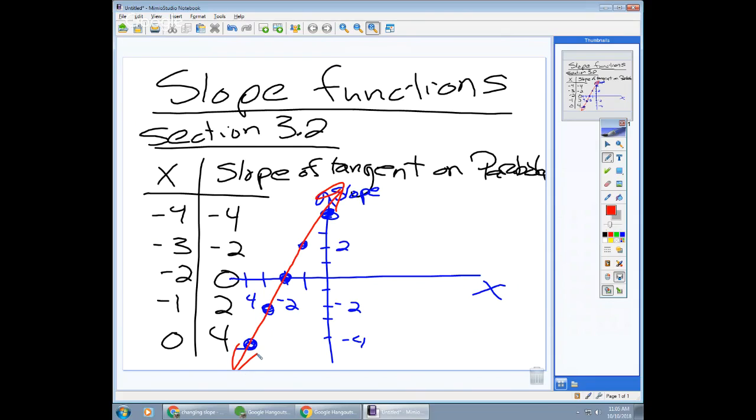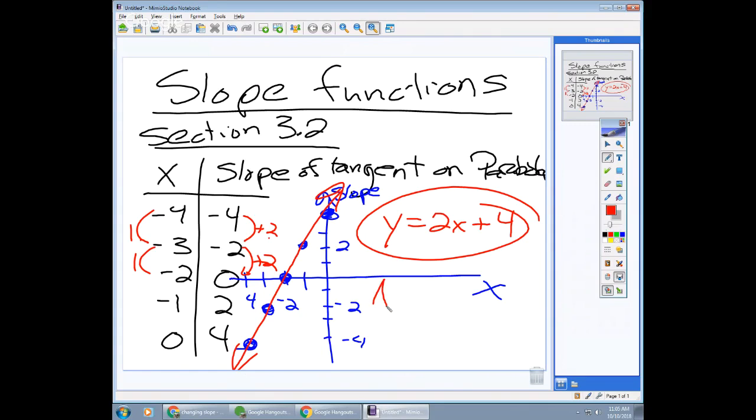Can anybody tell me the equation of that line? 2x. Definitely the slope is 2, right? Because here we're going up by 2, up by 2, as x jumps up by 1 each time. Yeah, so the slope is 2/1, y-intercept is 4. So the equation of this red line is y equals 2x plus 4. And what we found here, this is a slope function for the parabola.